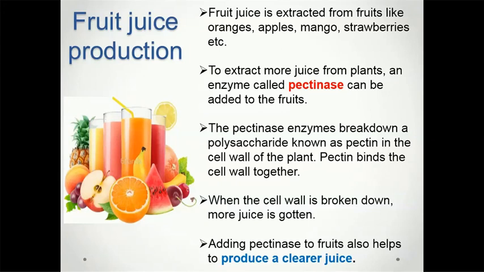So adding pectinase to fruit can also help to produce a clearer juice that is not cloudy, that is very clear and looks so nice to drink. All right, so that is the production of fruit juice. So take note of all of this process because they're actually needed when answering questions.